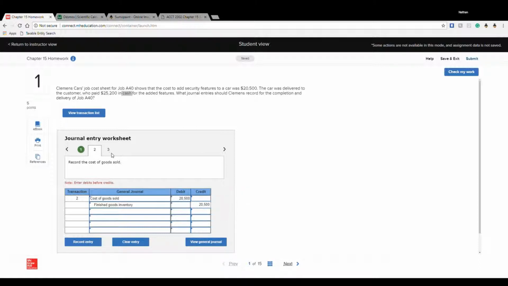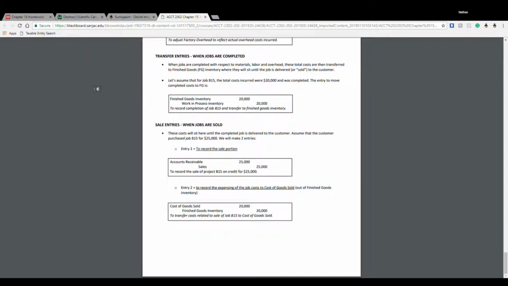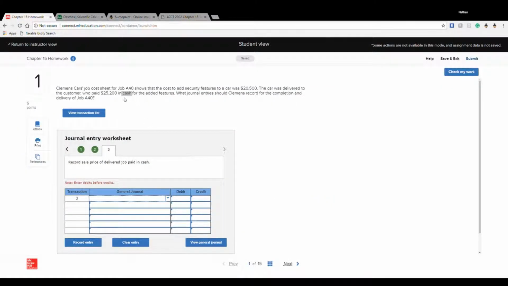And then the third one, record the sell price of the delivered job paid. So this is our sell. What was our sell? It was this amount right here. Usually we have accounts receivable, as you can see from your notes, because usually they buy on credit. But on this one, they actually bought it in cash. They paid cash, so there is no accounts receivable. So we record the cash that we received of $25,200.